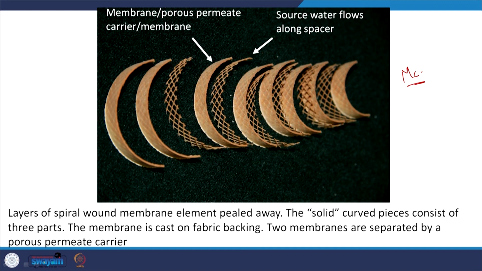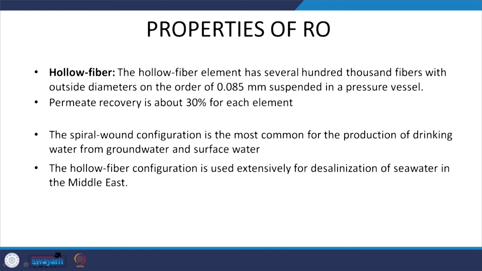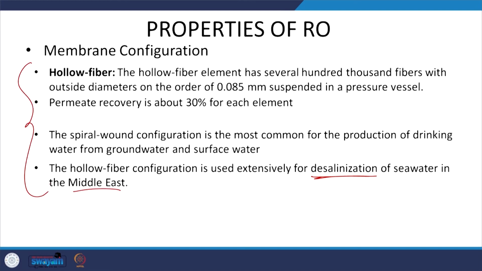Let me move on. So, again it is going to take a spiral path, meaning the water, and reach your collection tube. And hollow fiber, not very much used. Let us just look at that particular aspect. But where is it used? It is used for desalination of seawater in the Middle East, I guess, but in general people are moving away from hollow fiber.